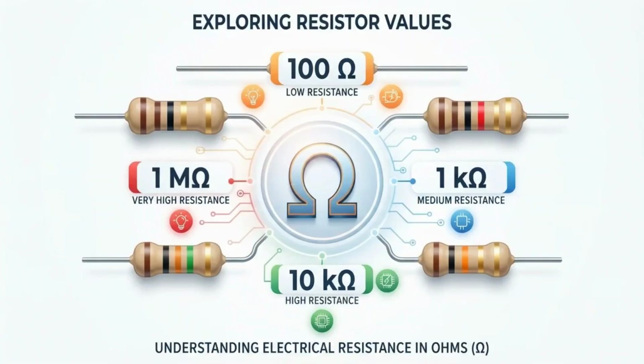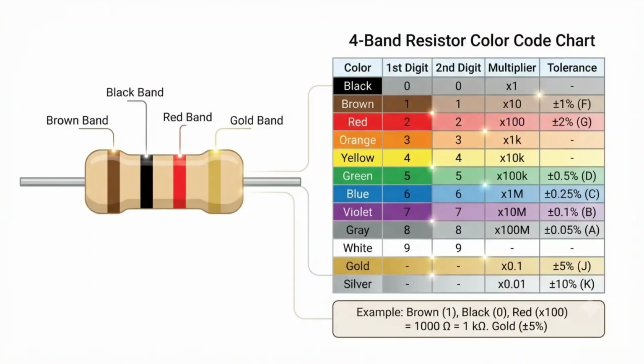Resistors come in many different values. Some common values are 100 ohms, 220 ohms, 330 ohms, 1 kilo ohm, 10 kilo ohms, and 1 mega ohm. Different circuits require different resistor values depending on how much current needs to be controlled. You may have noticed colored bands on a resistor. These colored bands are called the resistor color code. Instead of printing numbers, manufacturers use color bands to indicate the resistor's value and tolerance. Engineers use a color code chart to read these values quickly.